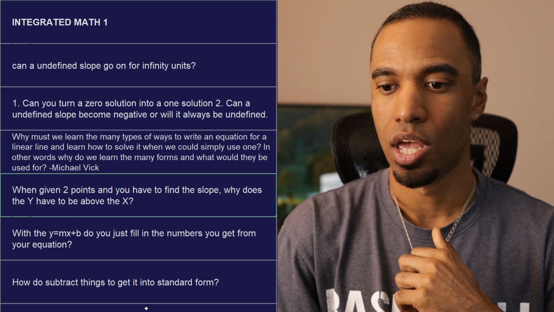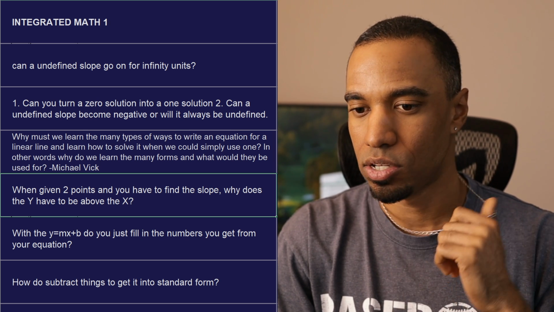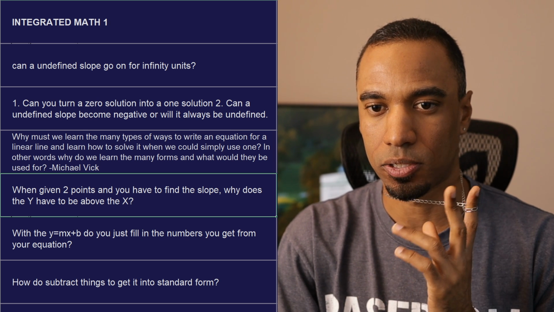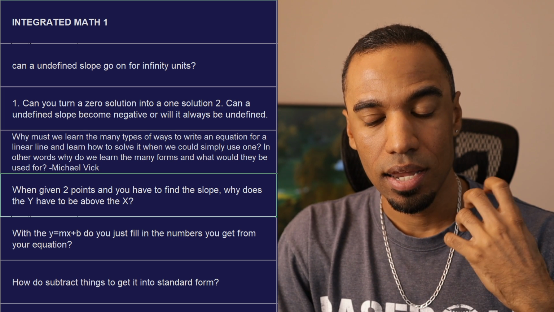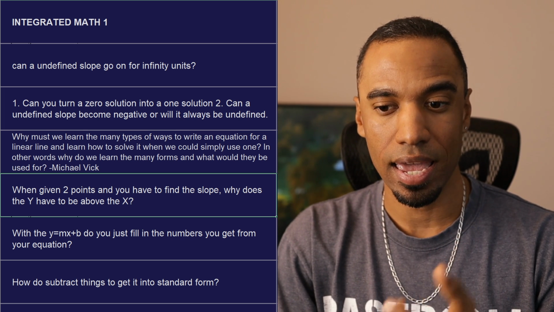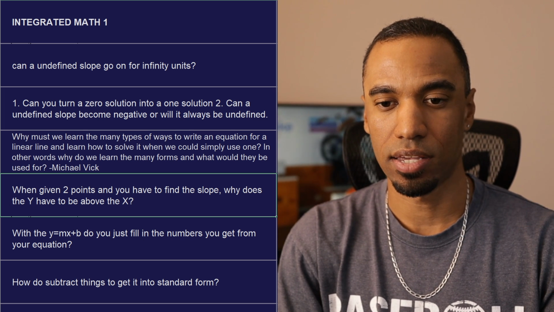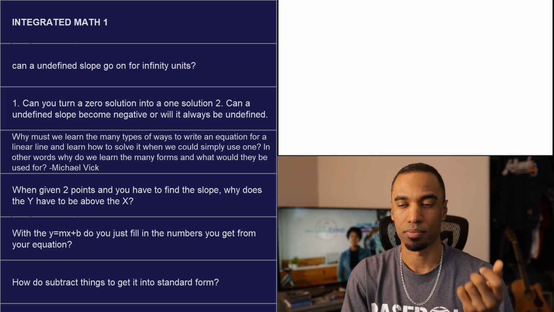The next question says, when given 2 points and you have to find the slope, why does the y have to be above the x? Well, it's not just about when given 2 points. Your real question here is actually, why is slope the change in y over the change in x? I think that's the overall question.